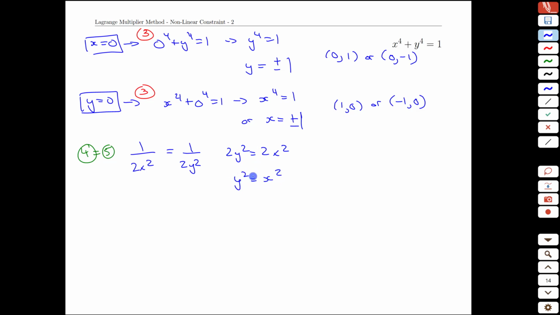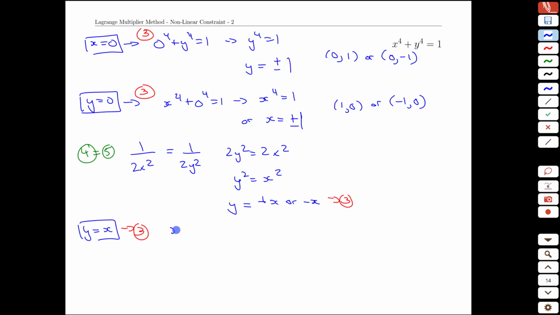And you got to be careful with the square roots here. If we take the roots of both sides, we could get a positive or negative version of x. So positive x or negative x. And then we take that and put it into 3. So if y is equal to positive x, put that into 3, which is our constraint equation here.